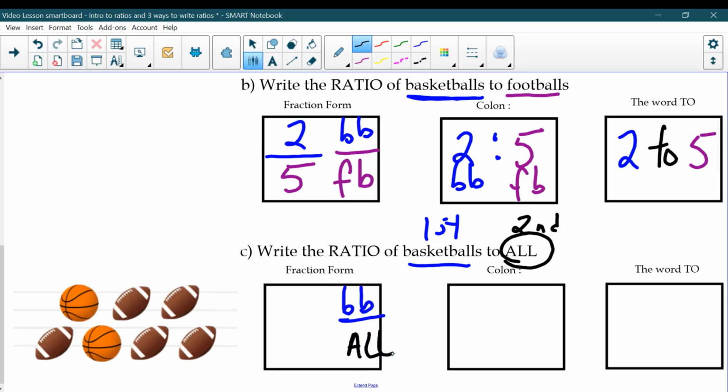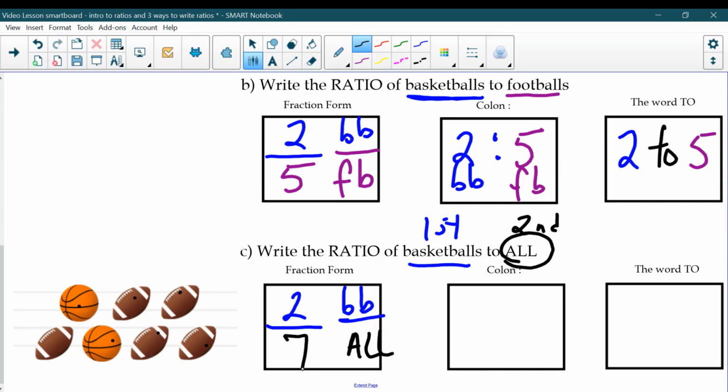So this could be how many basketballs do we have? 2. Write our fraction bar, and then how many are there all together? So there are 1, 2, 3, 4, 5, 6, 7. 7. Notice the basketballs were included in the all, the total number that we have all together. Those two are in there.